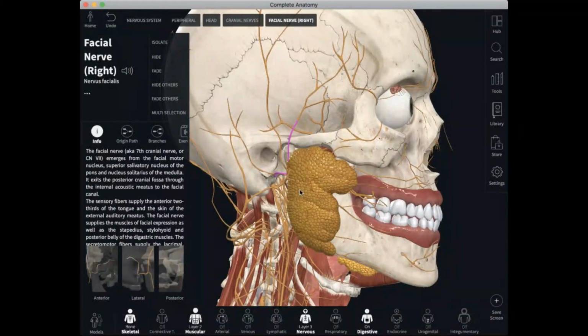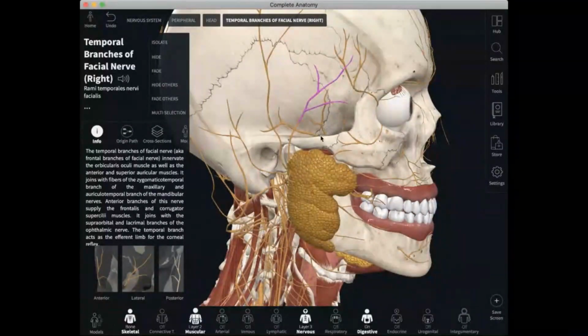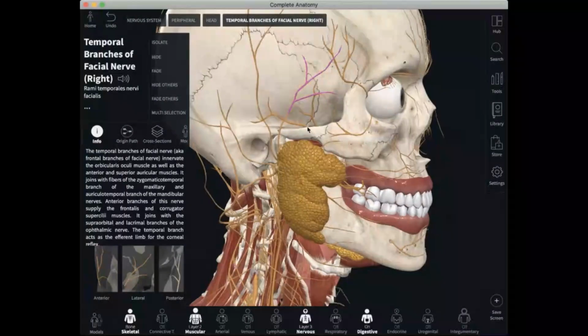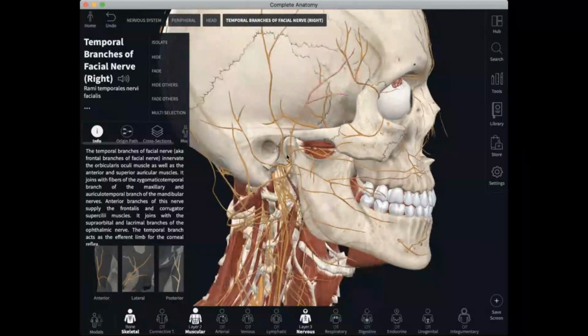Okay, one branch is this branch. It is supplying the temporalis muscle. Then I will remove this parotid gland, then we will know.